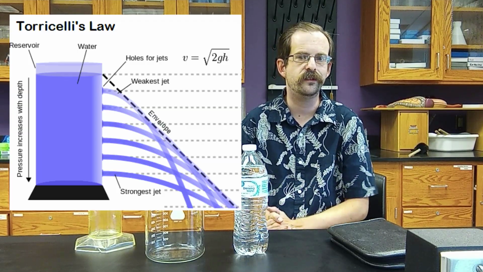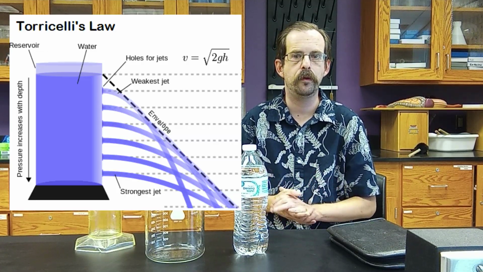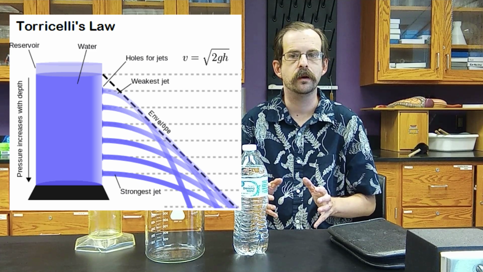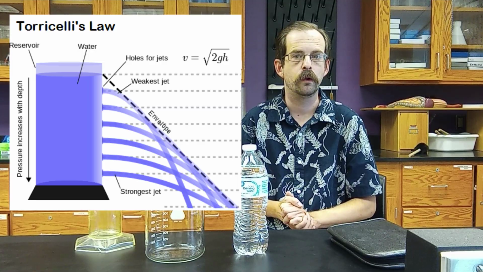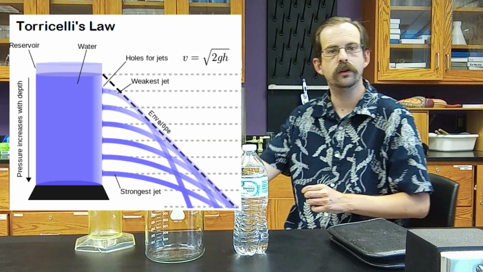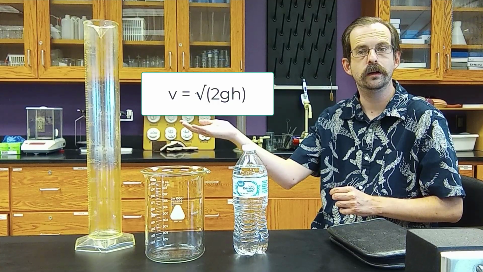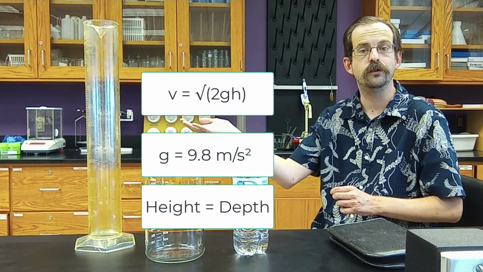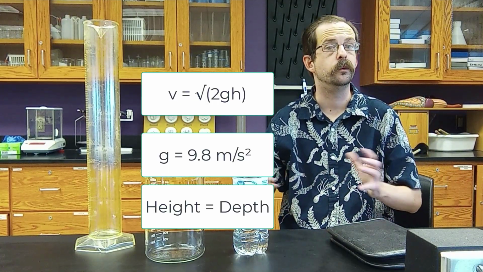Torricelli's law simply says the speed of a fluid flowing out of a small hole at a depth below the surface is the same as the speed an object would have if it fell freely through that same height. Mathematically, it looks like this, where v is the velocity of the fluid, g is the acceleration due to gravity, and h is the depth of the hole below the fluid's surface. So let's build these connections.